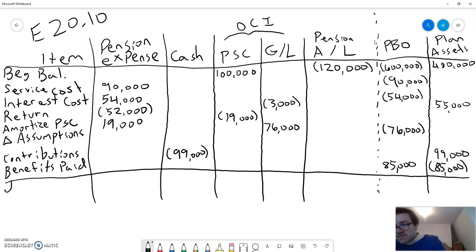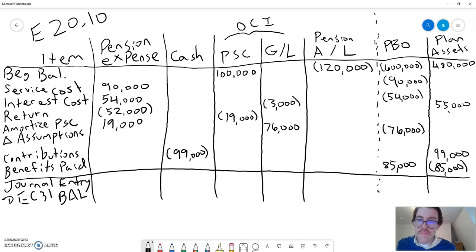Journal entry. And also, December 31st balance. Okay. So journal entry, pension expense. Let me add these numbers up. 90 plus 54, but minus 52 though. So it's really like plus 2, 92 plus 19, like 102 plus 9 is like 111. So 111,000. Cash credit for 99.